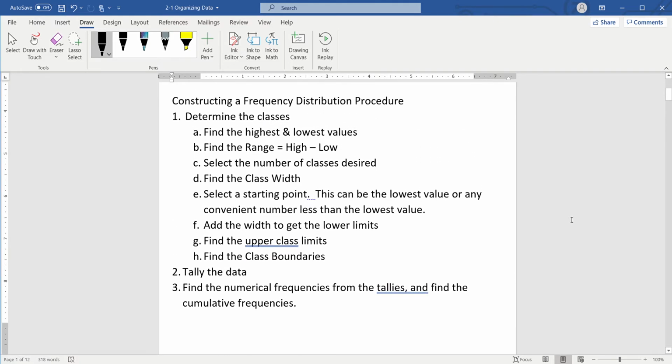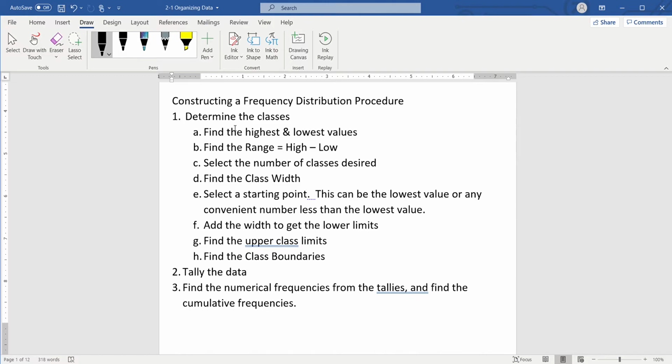Okay, so now constructing a frequency distribution. And this really refers to numerical data. When constructing a frequency distribution, given numerical data, you're going to first want to determine the classes. Now this does actually work for categorical as well. Categorical, the classes are usually whatever different results you're given. For numerical data, you usually will be told the number of classes, or you should be told the number of classes.